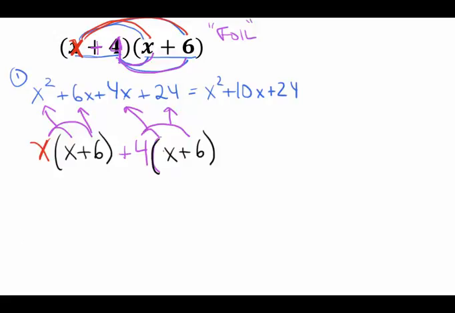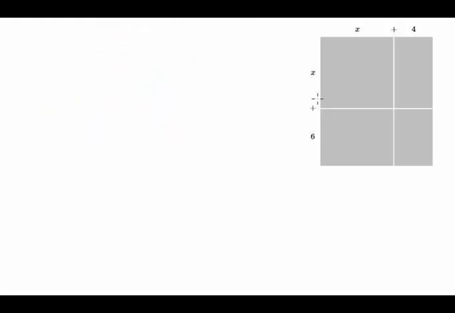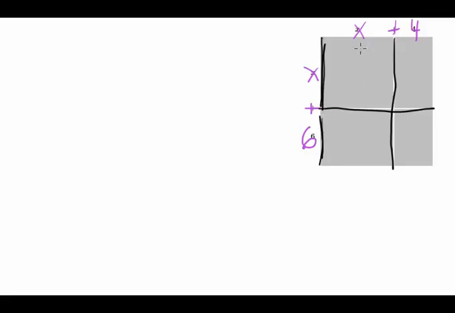Okay, now we can also make sense of this by thinking about an area model. Let's take a look. Here we have a rectangle where one side is x plus 6 and the other side is x plus 4. We can divide it up where this length is x, and then we add 6 on this length, and this is x right here, and we add 4 on this length. We want to find out the area of this rectangle, and we can do it by finding the area of the 4 smaller rectangles that make up the larger rectangle and then adding them.